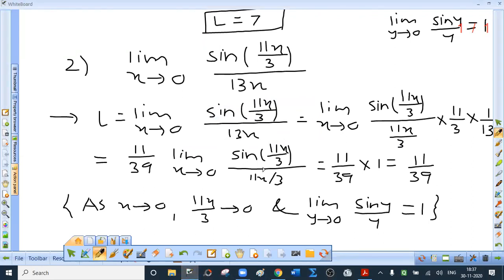Now can I say the value of this limit is 1? Yes, I can. Angle is in radian, angle tends to 0 and is fully repeated in the denominator. Value of this limit is 1. So 11 by 39 is the final answer. You will get full marks provided you write this as x tends to 0, this angle tends to 0. And which standard limit? I repeat, use another variable, limit y tends to 0 of sin y upon y equal to 1.